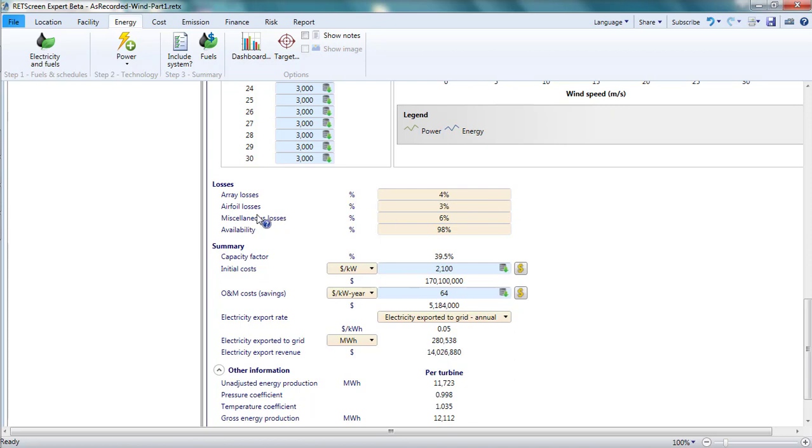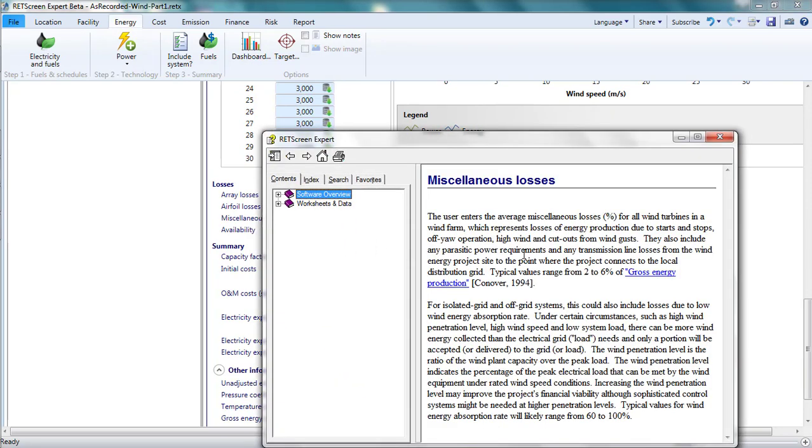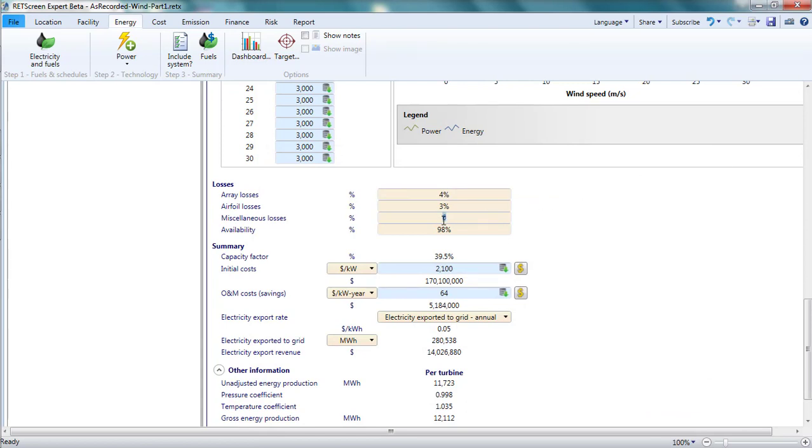Miscellaneous losses reflect other loss mechanisms. These include power that must be curtailed because there is no need for it, losses in transmission lines or transformers, off-specification turbine operation, and parasitic power consumption by the turbines themselves. If I look at RETScreen Help, I see that this is near the high end of the range, so I'll reduce this to 5%.